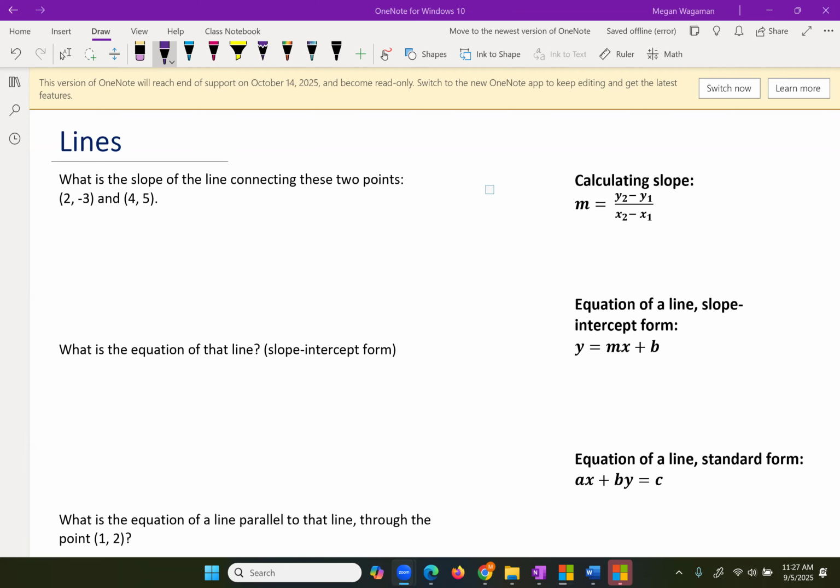In this video, I'm going to talk a little bit about some important things with lines. So first, the first question here is, what is the slope of the line connecting these 2 points?